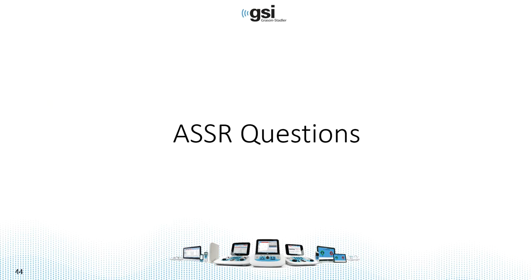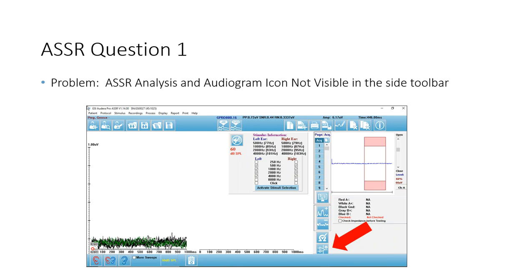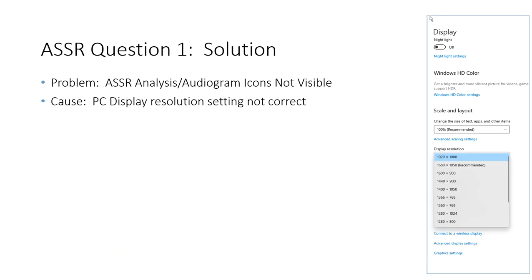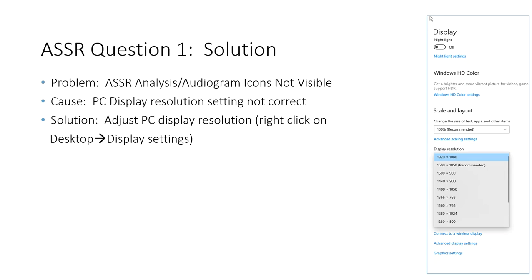Okay, let's move on to some of the common questions that we get. Question number 1: the ASSR analysis and audiogram icons are not visible in the side toolbars. This is something that happens a lot. The reason is the computer display resolution is not set to the correct level. So what you want to do is right-click on the desktop of the computer and select Display Settings, and then change the display setting to 1920 by 1080. That's the minimum recommended. Then go back and view the software to make sure you're able to see those icons.